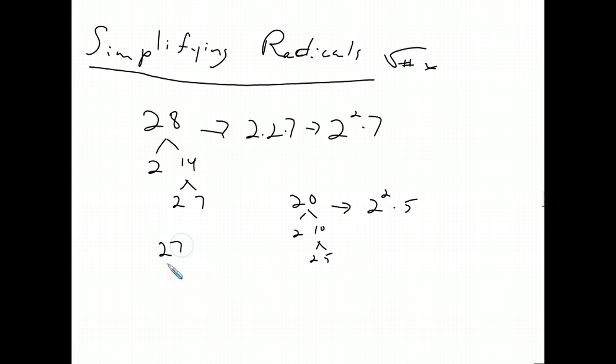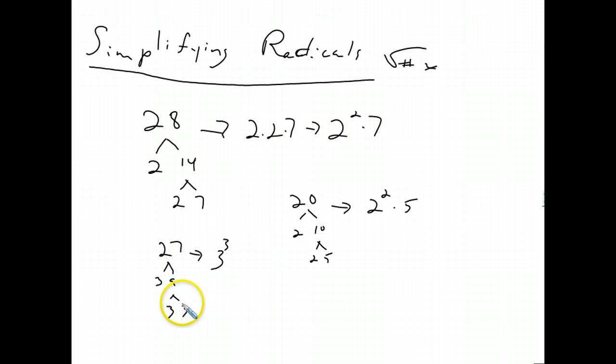Could be like, say I wanted to find 27. I have 3, and this is 9. 3 times 9 will give me 27. 9 will break down even further into 3 and 3. So this one will actually be 3 cubed. 3 times 3 times 3 will give us 27.